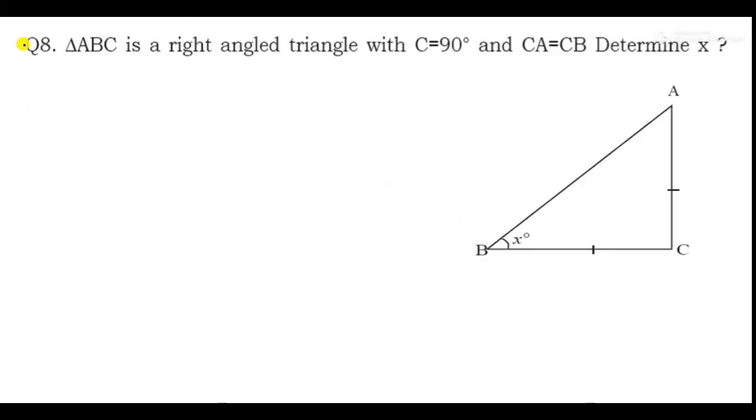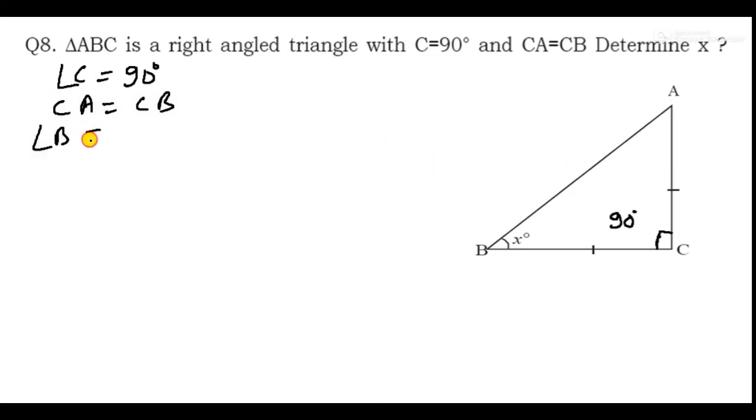Now come to the eighth. What will happen in the eighth? Triangle ABC is a right angle triangle at C. So this angle is 90 degrees. It is a right angle triangle, so you have to write here angle C is equal to 90 degrees, and CA is equal to CB. So determine the X. That means angle B is equal to angle A is equal to X. You have to let this one.